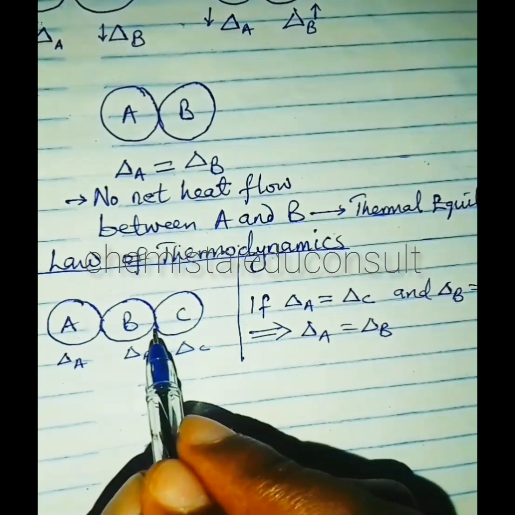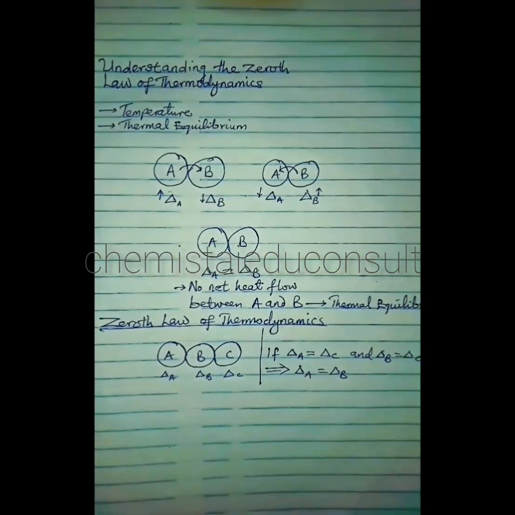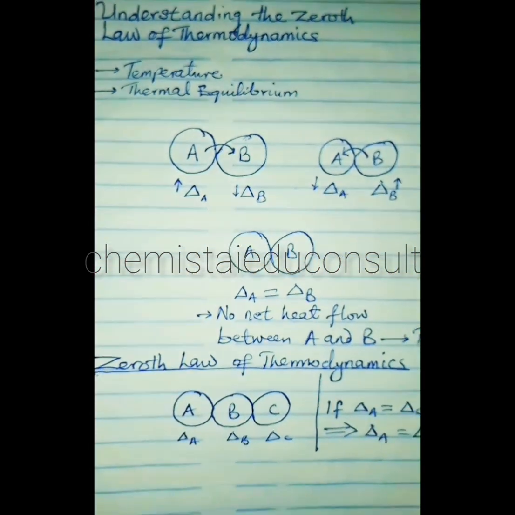And it will now lead us to the Zeroth Law statement, which states that if a system, say A, is in thermal equilibrium with a system C, and B is in thermal equilibrium with system C, then A is in thermal equilibrium with system B.